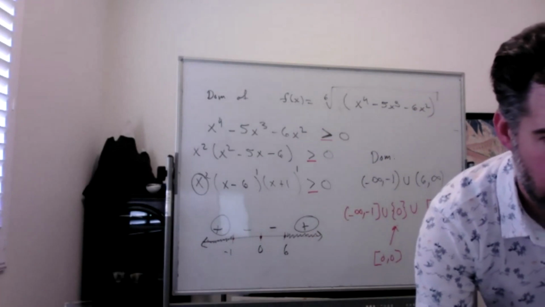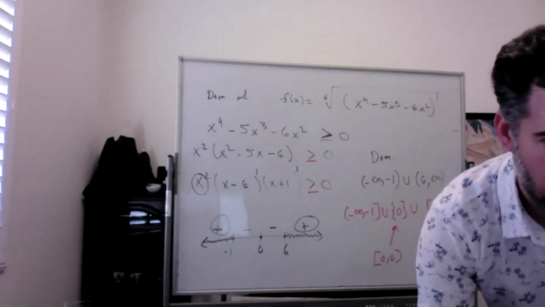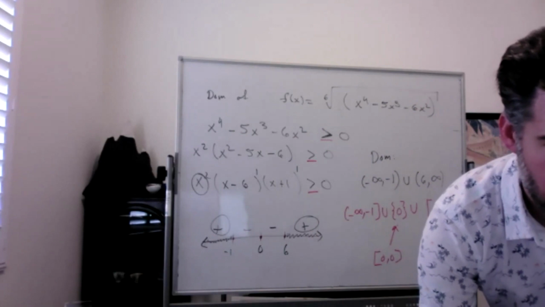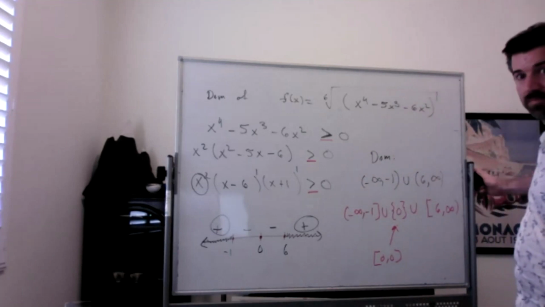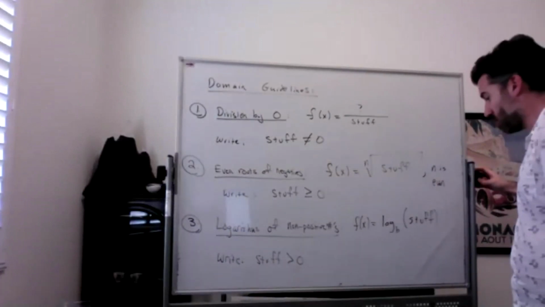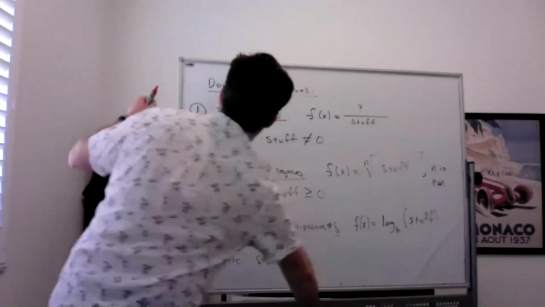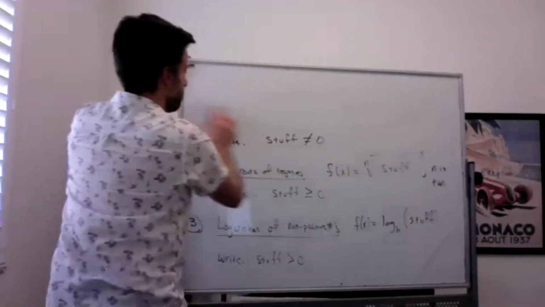Oh yeah. About the second guideline where n has to be even. So if it's odd, what happens? If it's odd, there's no restriction. It's an excellent question. So yeah, you asked a good question.